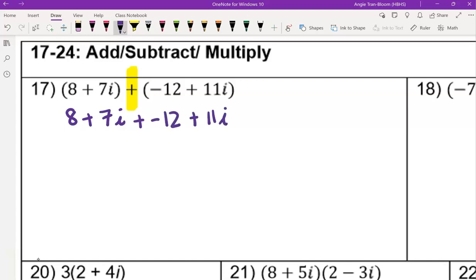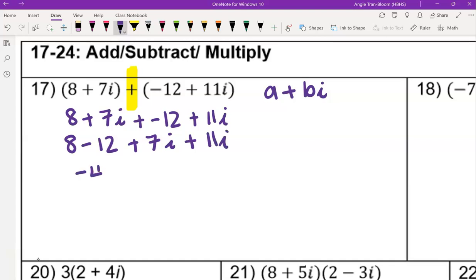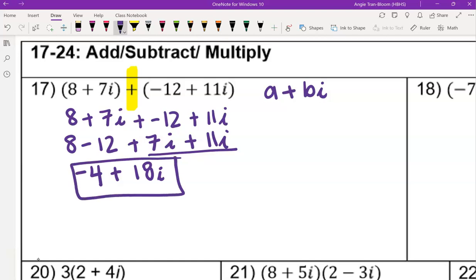Okay, and then what you want to do, guys, is put it in the form a plus bi. So all the real numbers, you can just group them together. All the imaginary numbers, put them together like this. 8 minus 12 is going to be a negative 4. 7i plus 11i, students, is going to be 18i, and we're going to box that up.